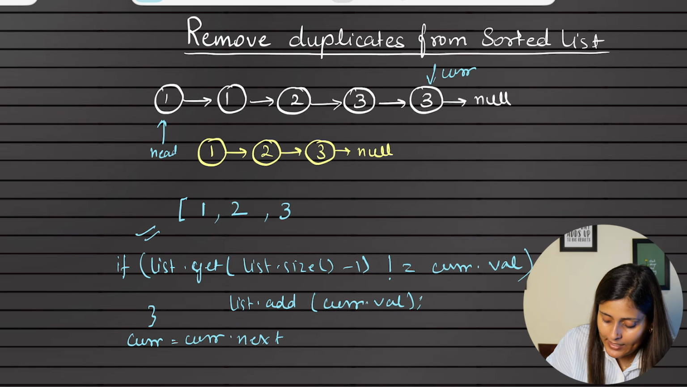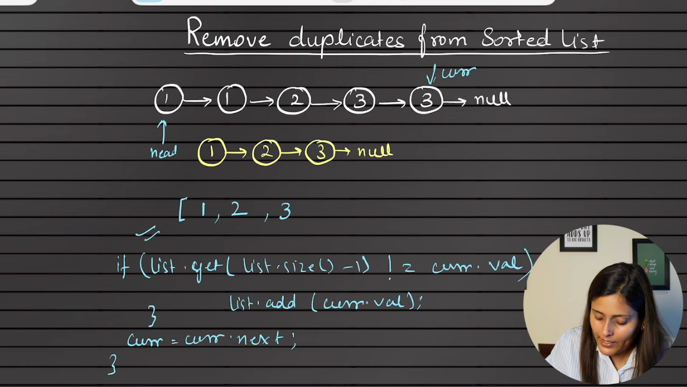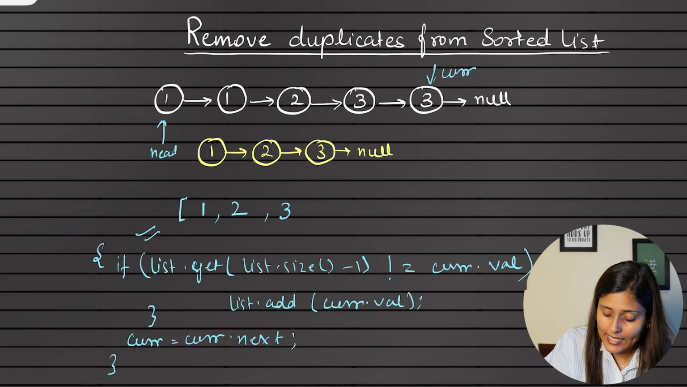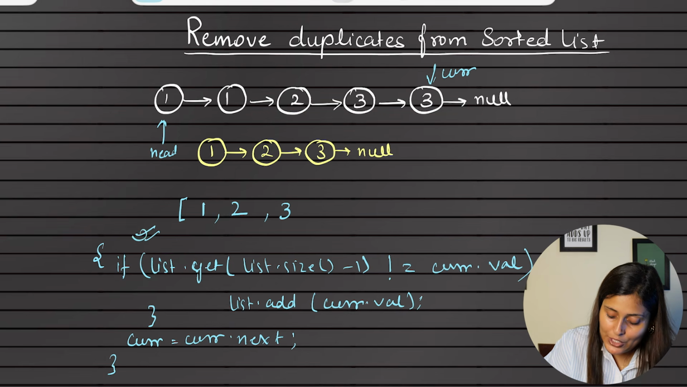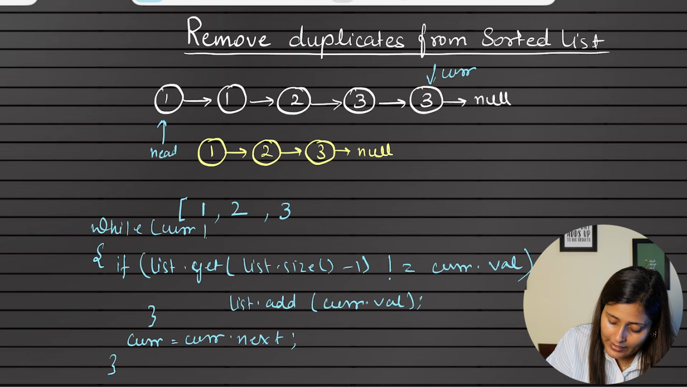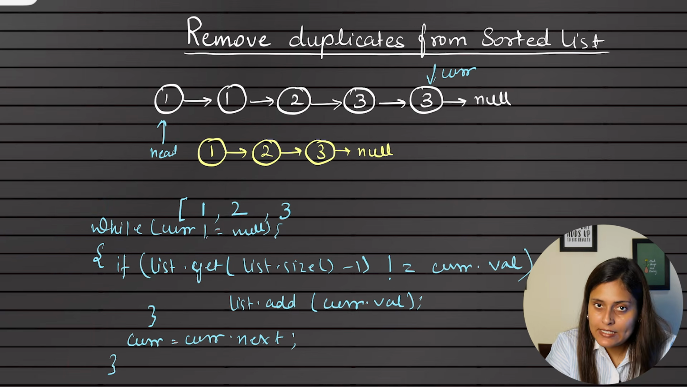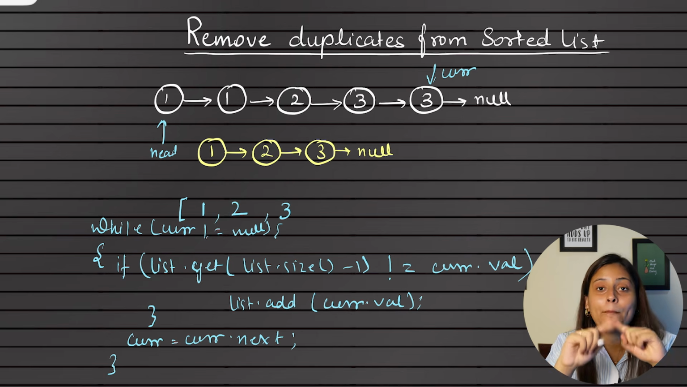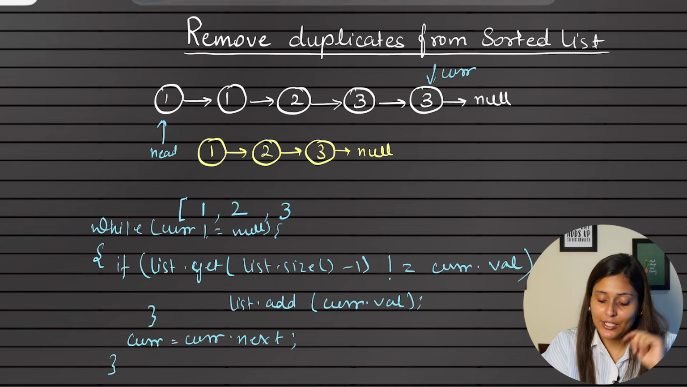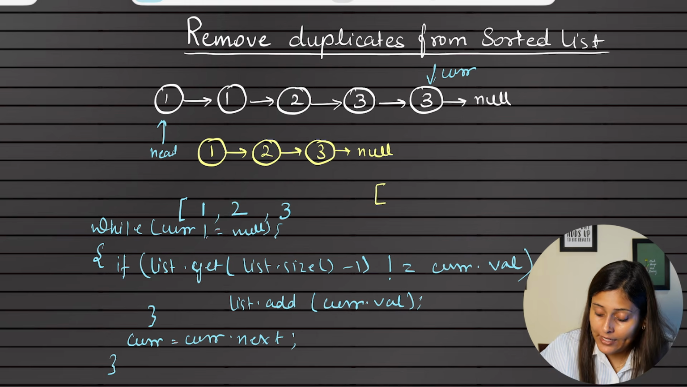Current equals current dot next. Can I say that? Yes. But until when? Can I say that this will keep running until my current becomes null? Yes. So in the while loop, what condition we have to write? While our current is not null, keep doing this. Done. Now this line of code will help us to create the list in the same sorted order by removal of duplicates. So now our list will have 1, 2 and 3.